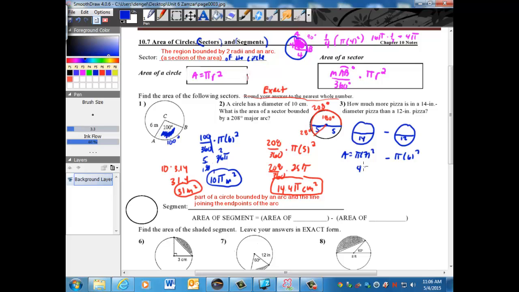We end up getting 49 pi minus 36 pi, which gives us 13 pi, which if we were to multiply that out, we get 40.8 inches squared, and that would be how much more pizza we get from a 14-inch diameter versus a 12-inch diameter.